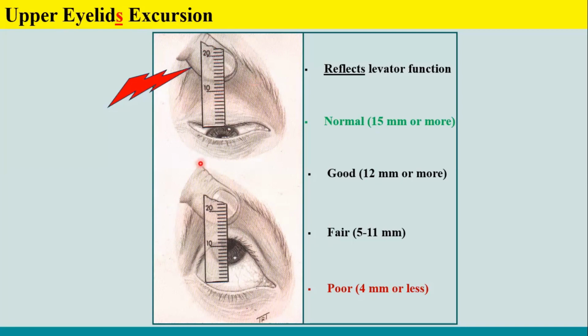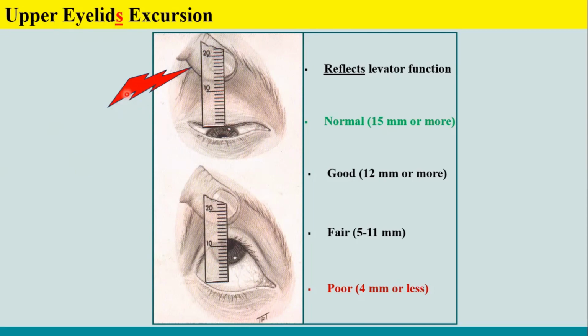And here, we are measuring the excursion of the upper lid. So the patient is looking down, place zero at the margin of the upper eyelid. So you place the ruler with zero at the margin of the upper eyelid. It is important to keep the ruler still, your hand still, okay? Then ask the patient to look up and measure how many millimeters is the upper eyelid excursion. And again, you have to mention the number in millimeters and mention the grade. Is it good, fair, or poor? All right? And that's why I said upper eyelids here, because everything you have to do on both sides.